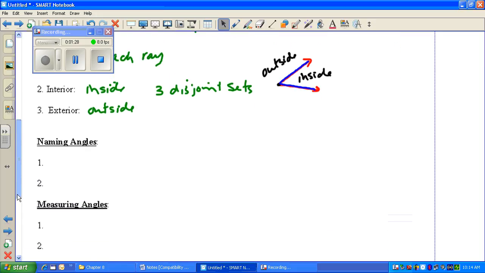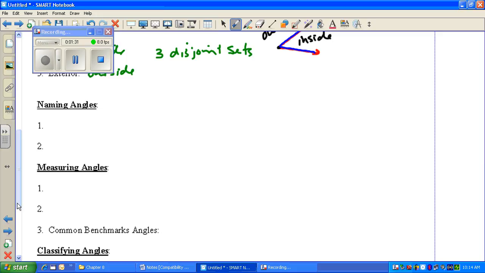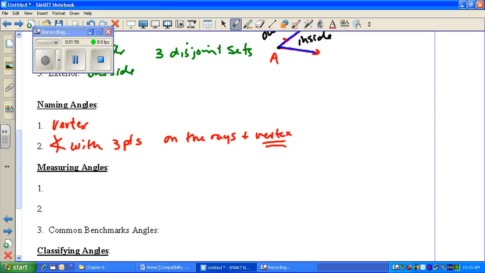Naming angles. We name them by their vertex. So if I had put a letter on this vertex, I would have called that angle A. Or we name the angle, and this is a symbol for angle, with 3 points. And those would be on the rays and the vertex itself. And this is always the middle. So if I had a point on each of these, I would label that B, A, C. Notice the vertex is in the middle of my name.